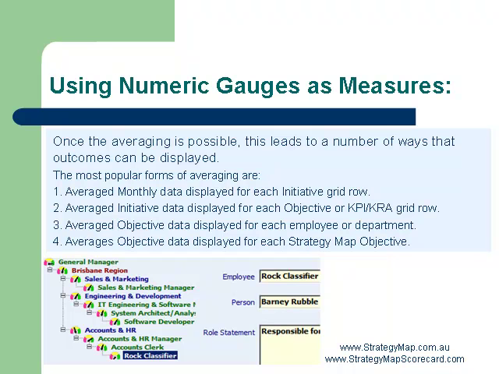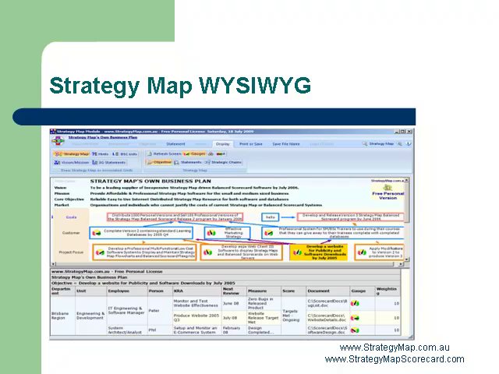The most popular forms of averaging are averaged monthly data displayed in the initiatives grid row, average initiative data displayed in the objectives grid row, average objective data displayed for each employee or department in the organisational tree, and average objective data displayed for each objective in the strategy map.